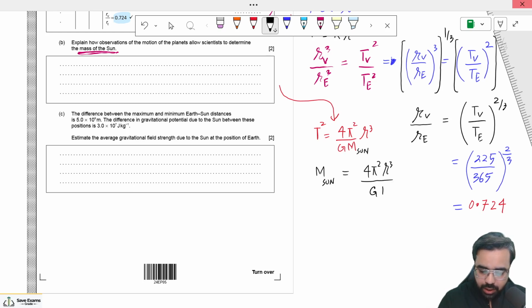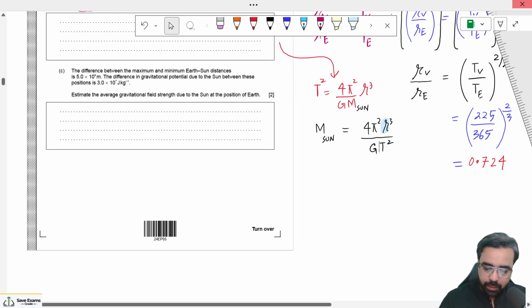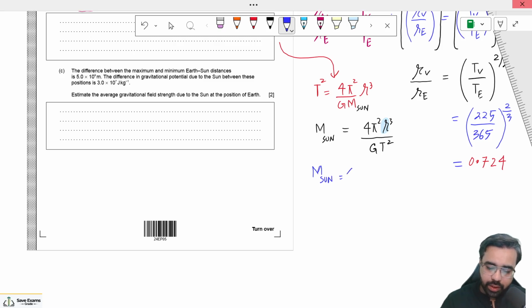M equals 4 pi squared R cubed over G T squared. Right now we don't know the orbital distance of Venus, but we can represent it in this form. Let me explain. So it is equal to 4 pi squared RV cubed over G TV squared, and it can be written as equal to 4 pi squared RE cubed over G TE squared.